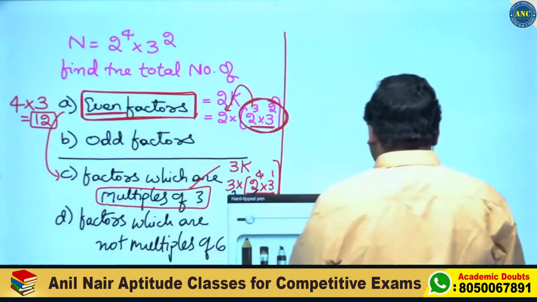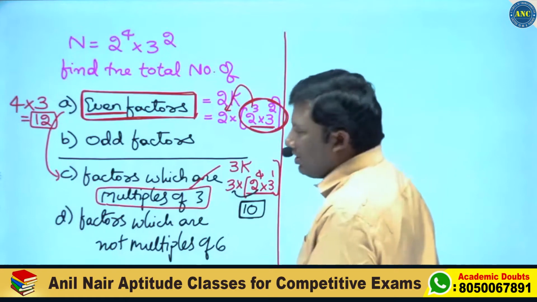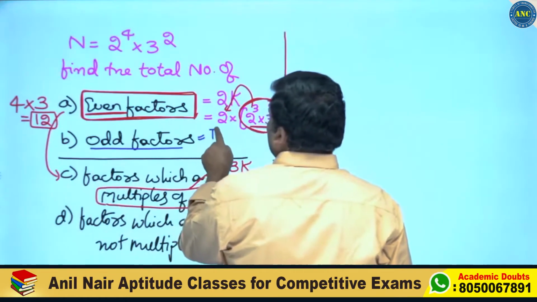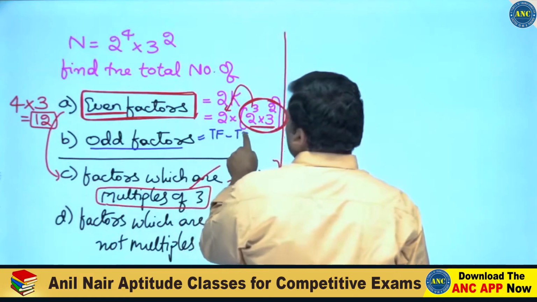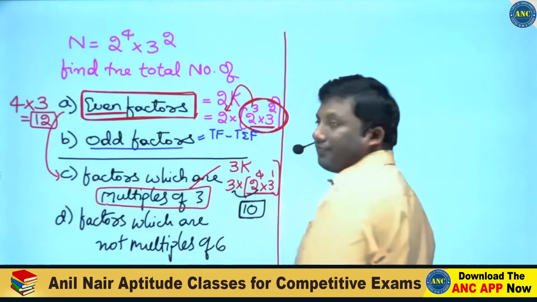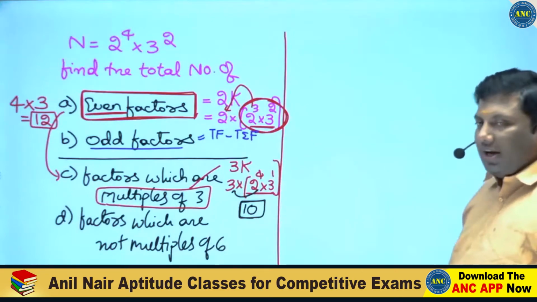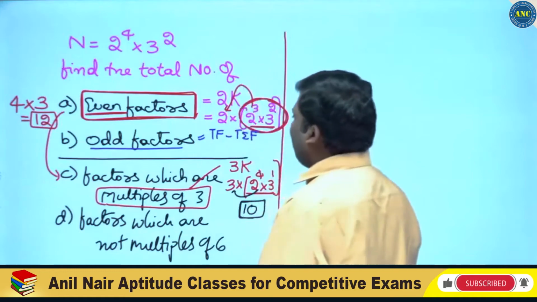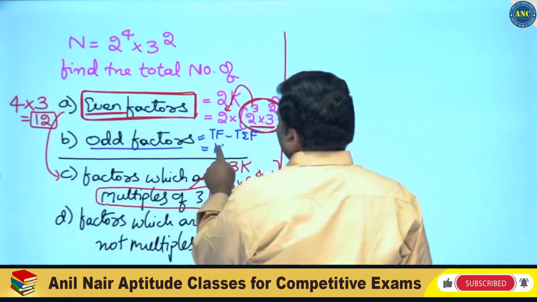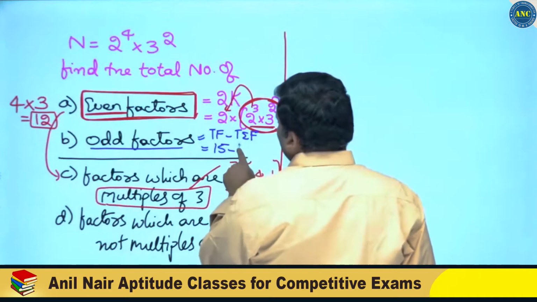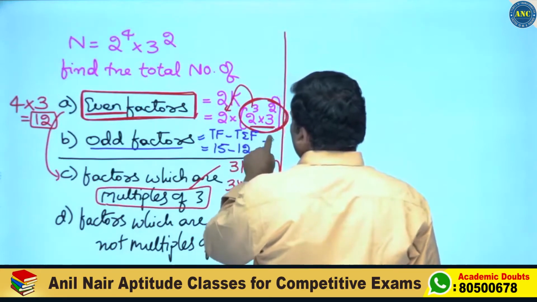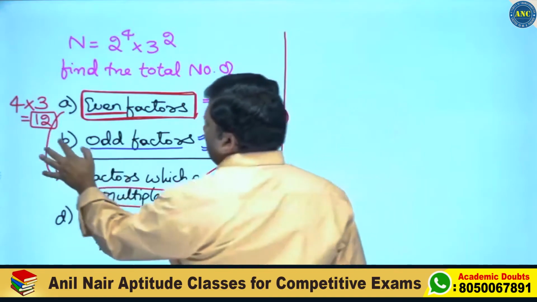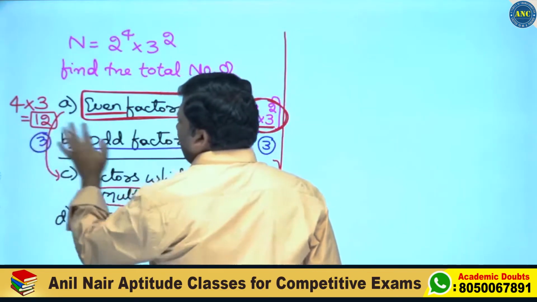Now see, odd factors. I want odd factors. There are two ways to find odd factors. One: total factors minus total number of even factors. TF stands for total factors, TEF stands for total number of even factors. Total factors are 15. Total number of even factors are 12. 15 minus 12 is 3. This is one approach.